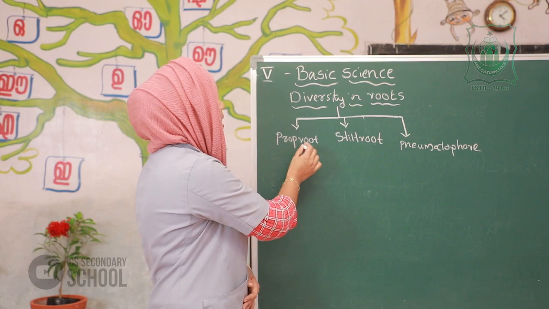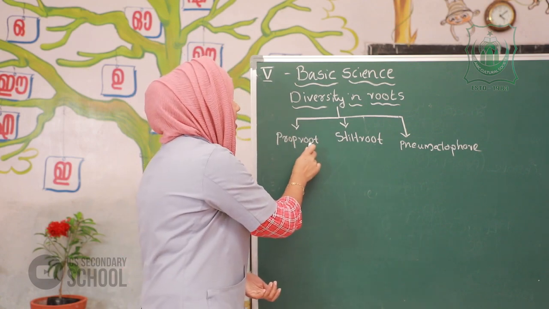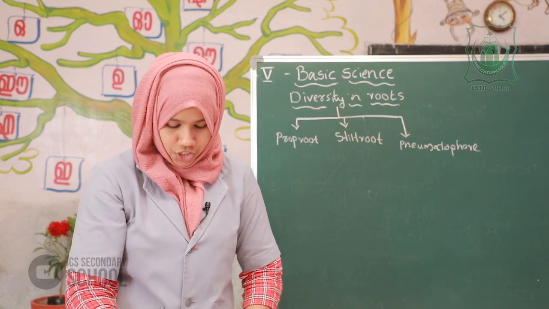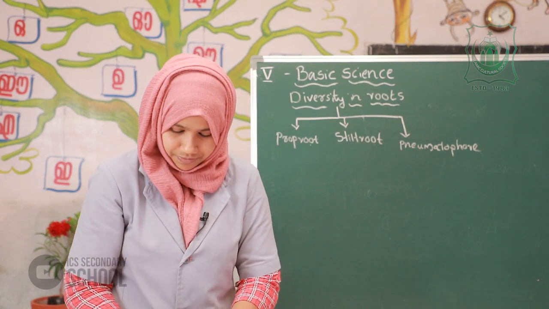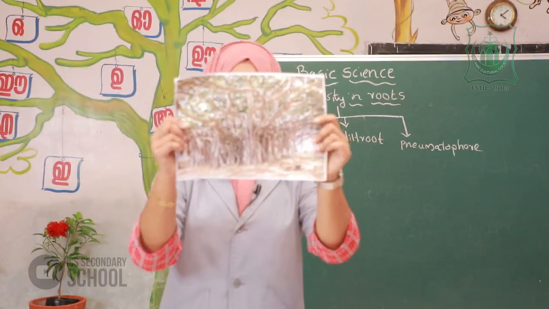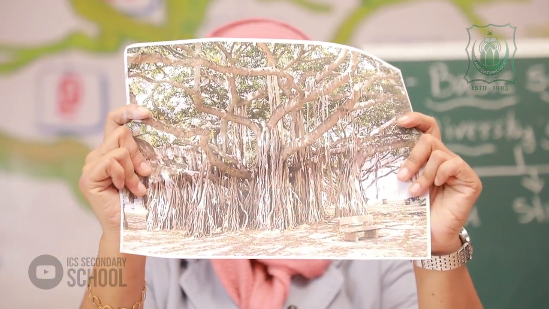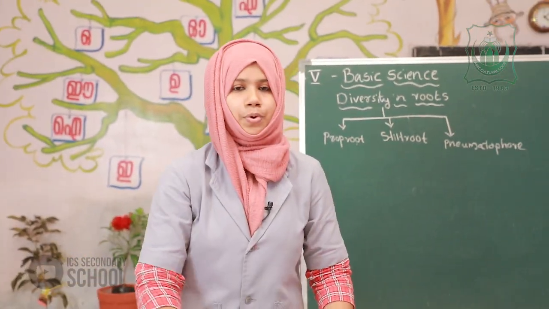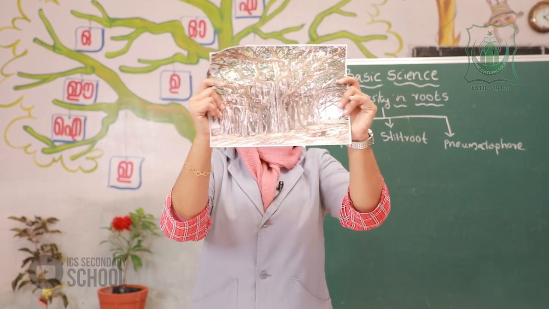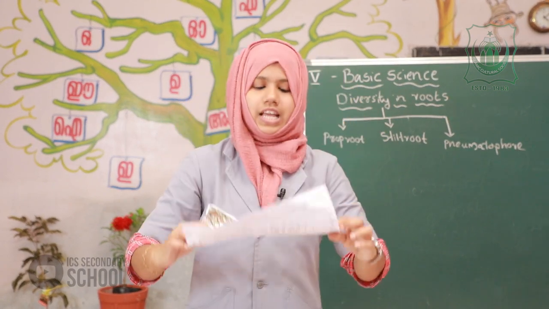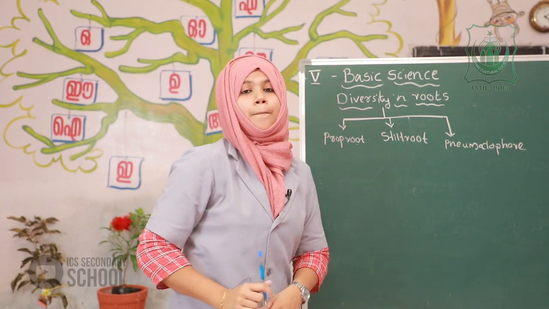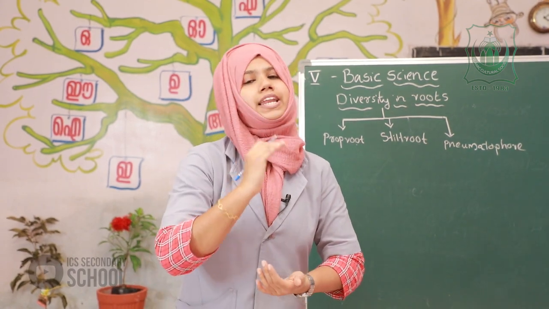The first one is prop root. I will show a picture. Can you see this? Which plant is this? Yes, banyan tree, commonly known as aal. This is prop root. Can you see the prop roots? Prop roots are the roots of the banyan tree.